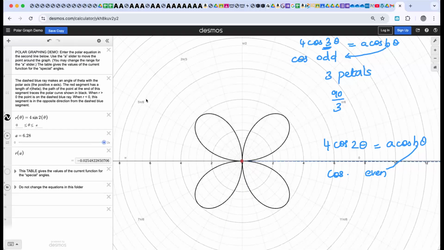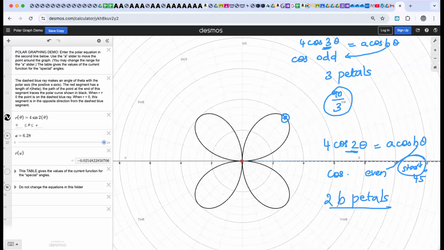After this, it will repeat. So basically, what can I say about this graph? This has to be 2B petals. Starting point is always 90 by 2B, meaning that's where it reaches its maximum first. Here B is 2, so 90 by 2 is 45 degrees. That's my starting point where the maximum is reached. So 2B petals here. Here there were only B petals. Any questions on this?